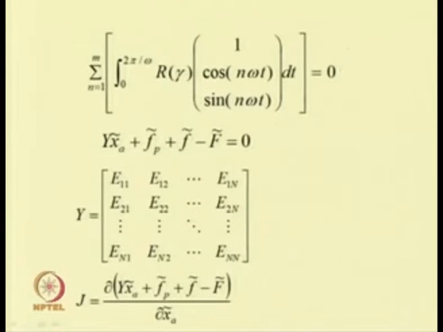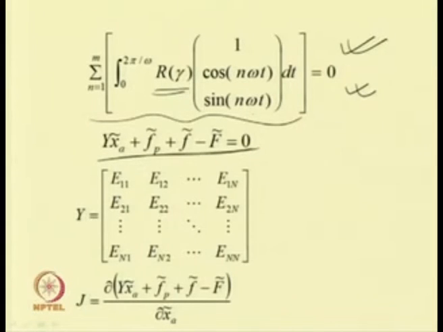one can minimize this residue. One can minimize this residue by using this method. So, this is the residue. Integrating this residue from 0 to 2 pi by omega, that is one cycle. Taking n equal to 1 to m and multiplying this residue with 1, cos n omega t, sin n omega t dt, one can minimize this residue, and this equation will reduce to this form.